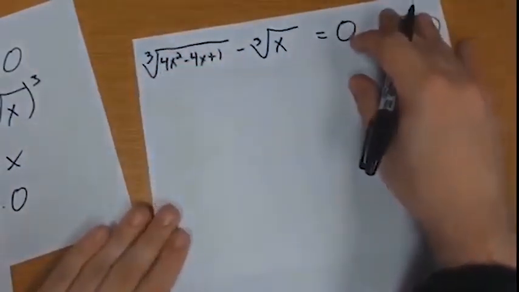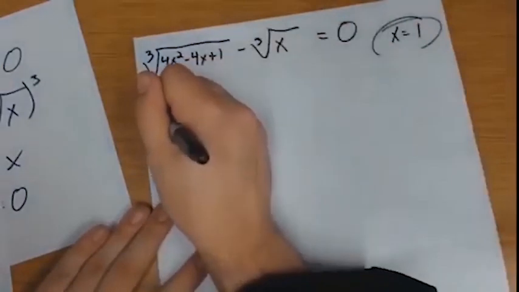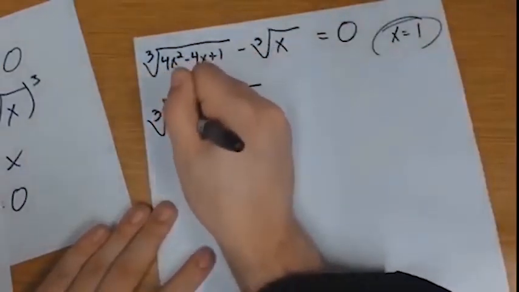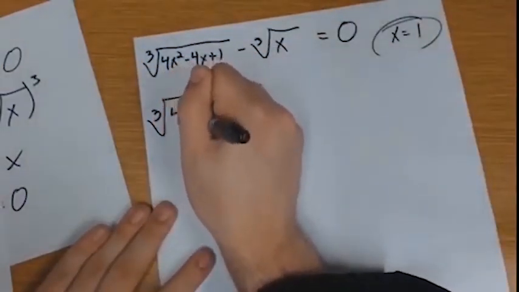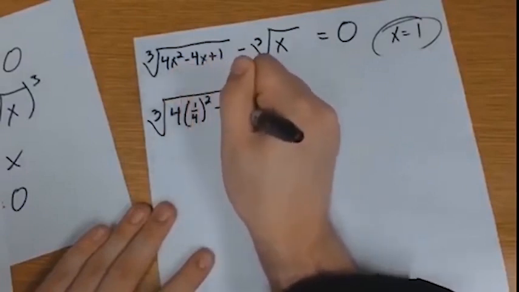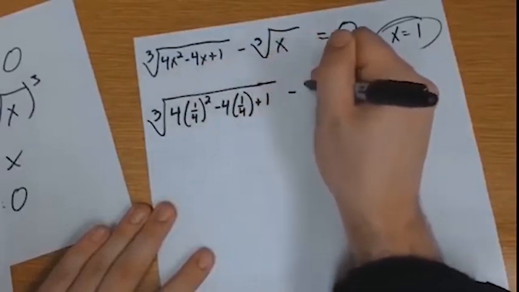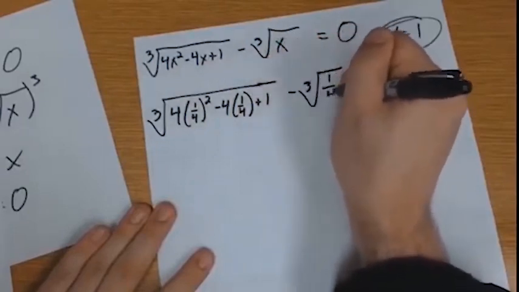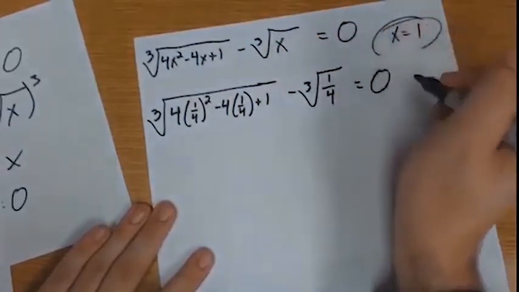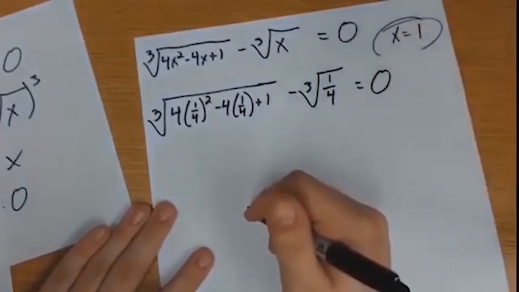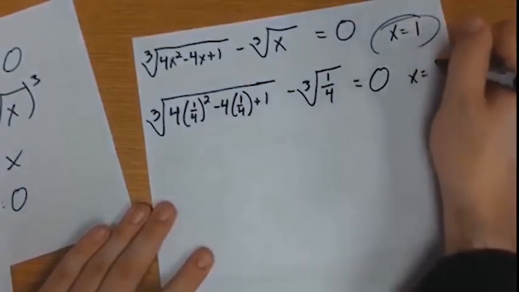Let's do it again with x equals 1/4. Be careful. 1/4 squared minus 4 times 1/4 plus 1 minus the cube root of 1/4 equals 0. Don't panic. We're doing this with x equals 1/4.